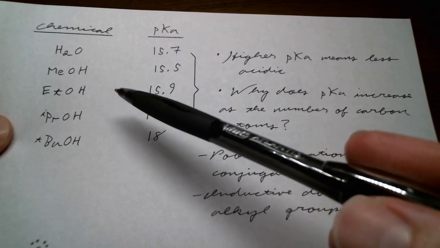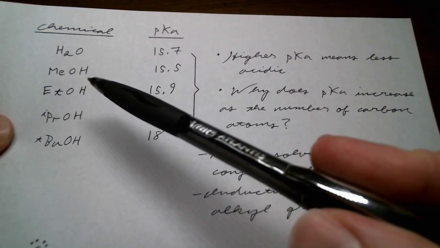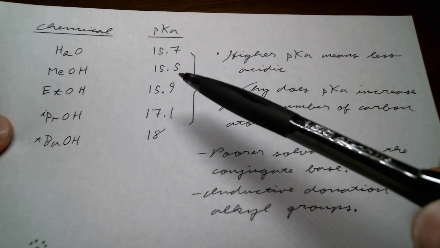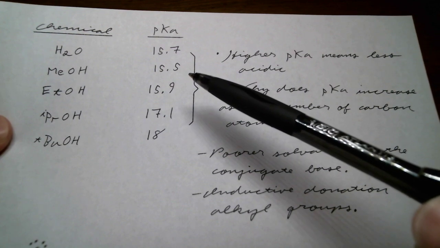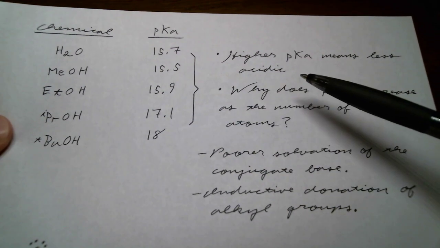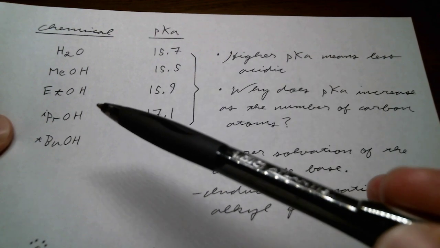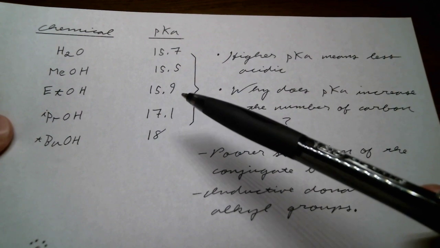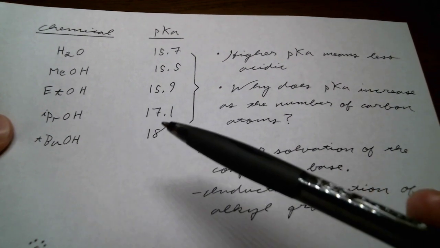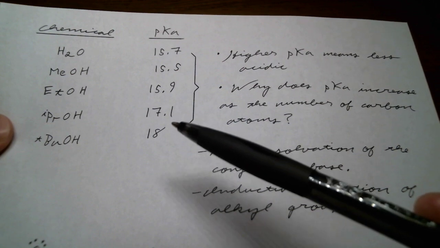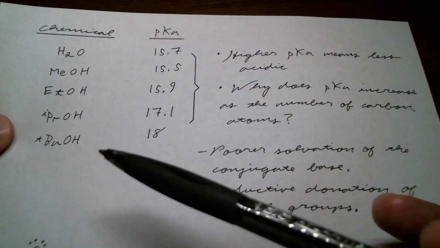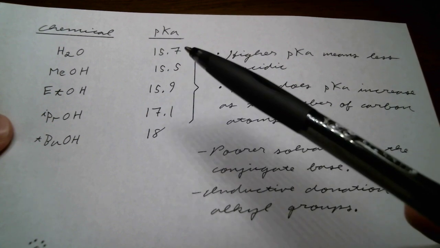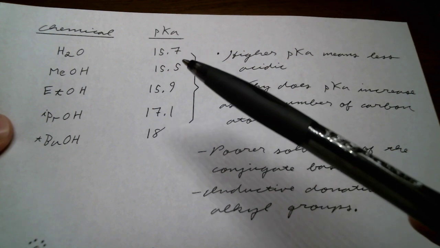How does methanol compare to that? Well, its most acidic proton is, of course, the proton attached to the oxygen. Its pKa is 15.5, so almost identical. Higher pKa means less acidic. As we go to ethanol, we see the pKa is rising slightly, 15.9. Isopropyl alcohol, we're up to 17.1. And then tert-butyl alcohol, we've hit 18. That's almost a couple orders of magnitude less acidic than water or methanol.